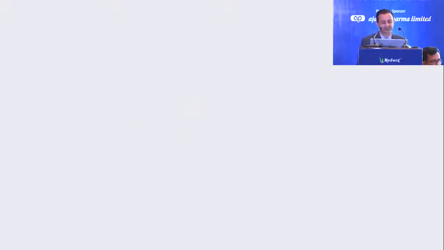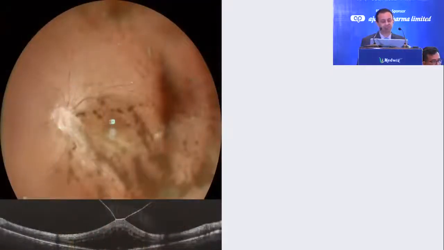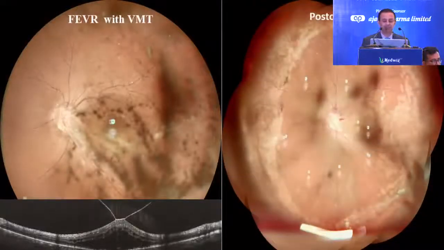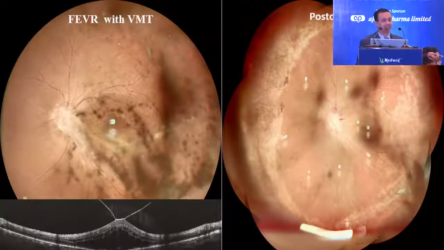Now, another case. This is a case of a 52 years female who was diagnosed as an ERM. And when we did surgery, this is what you can in fact see, an Ozurdex implant lying at the ora serrata in this particular case.